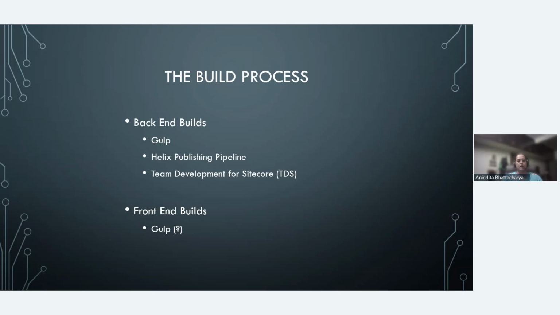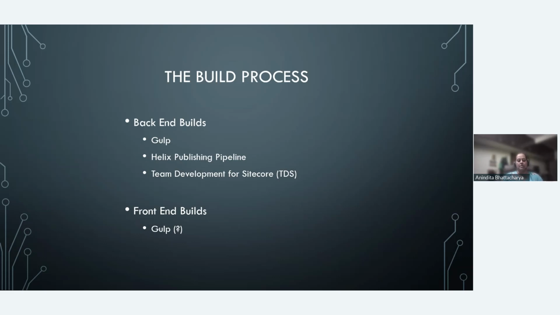To quickly touch upon the possible backend build methods, I think most of you are aware of this, especially since Helix is the norm. There are multiple ways in which you can get your backend code deployed to your local. You could do it using a Gulp script, which I believe was a part of Habitat, or you could do it using Helix Publishing Pipeline.